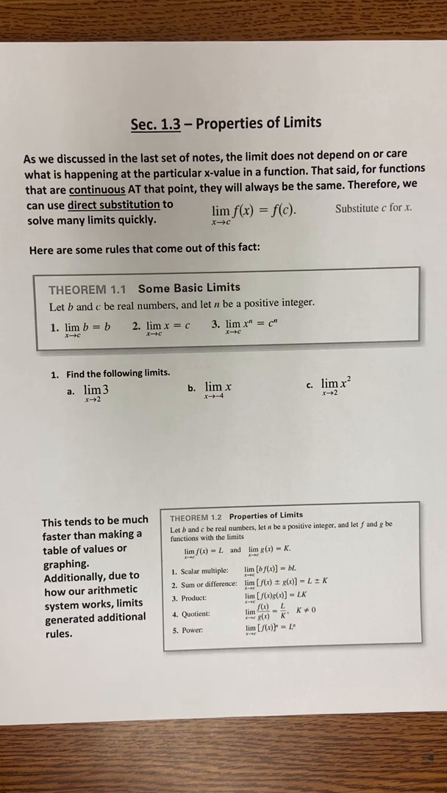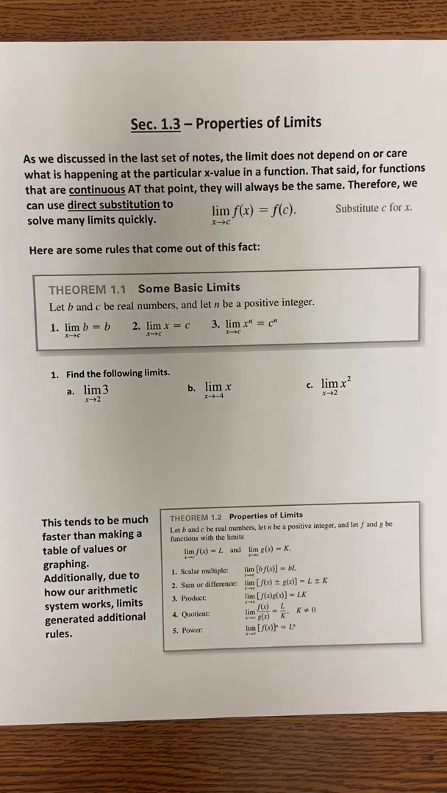If you have a constant function, the limit as x approaches any value of that constant function is that constant. If you have a linear function, the limit as x approaches c of x is just c, so you can just plug in c. And even if you have a linear function raised to a power, it continues to be true that you can raise that number to the power.